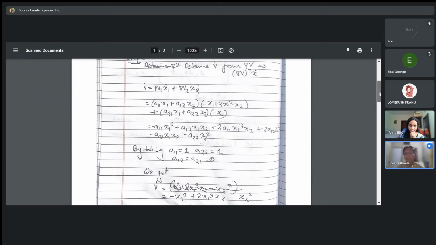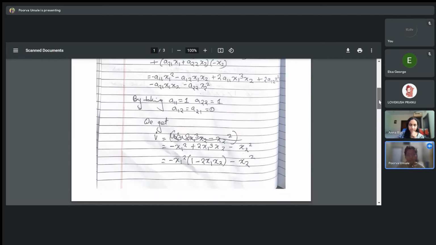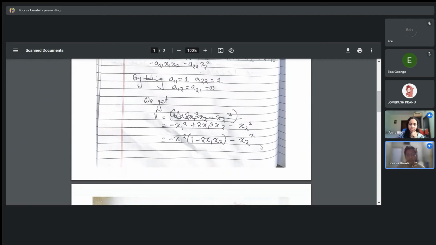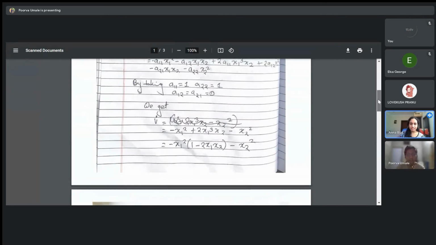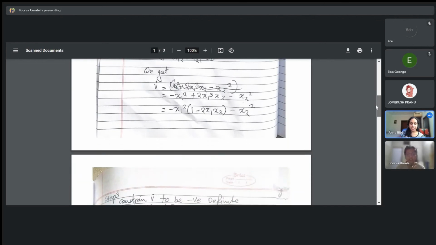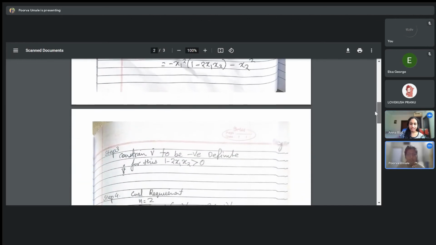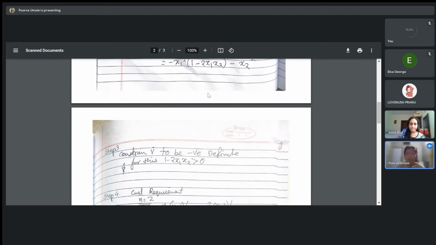Okay, and then we assume the values of a11 and a22 as 1 and a12 and a21 as 0. So then we get this equation. Just one thing, it would be good if you say why we took a11 and a22. We want to get a negative definite function, right? Yes, we take the above assumption so that we get a negative definite for 1 minus x1 x2.